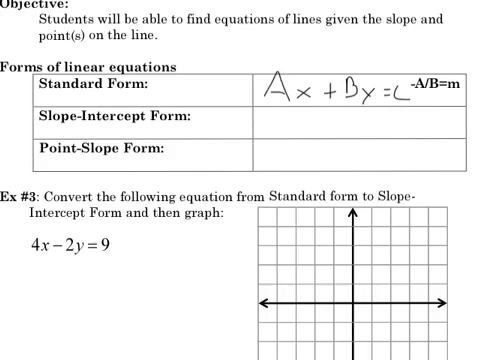Then there's the slope-intercept form, which most of you guys are familiar with, y equals mx plus b, where m is your slope and b is your y-intercept. And this one is probably one you haven't seen before, but it is a good one. Y minus y1 equals m times x minus x1.